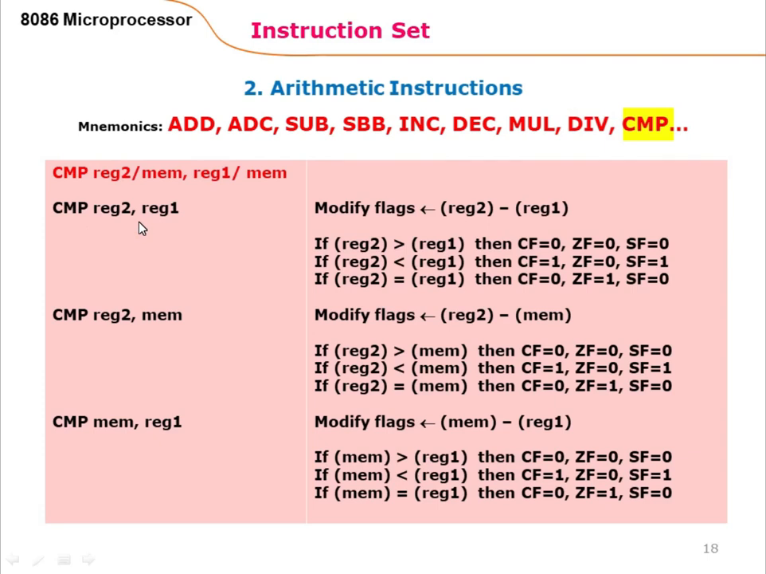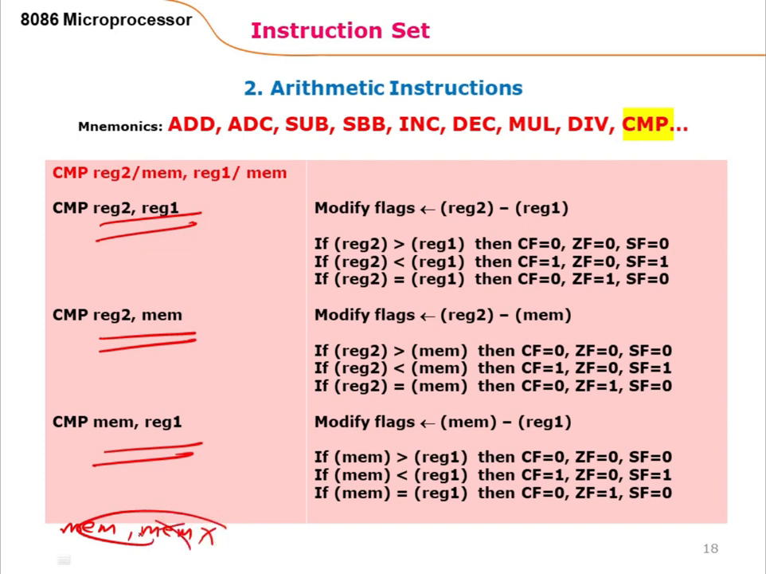Next is the compare instruction, CMP. This instruction also affects the flag register. The syntax of this instruction is: CMP register or memory, comma, register or memory. So we can use register, register; register, memory; and memory, register. But we cannot use memory, memory. This combination is not valid here.